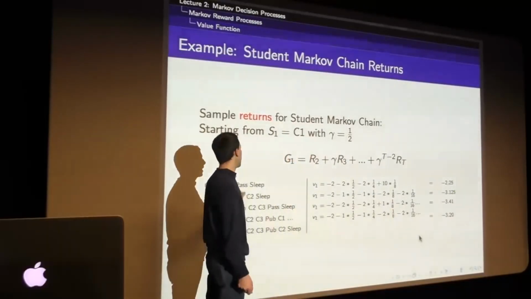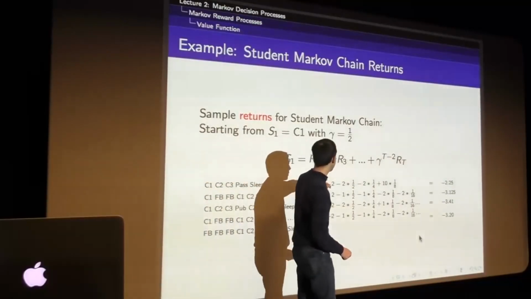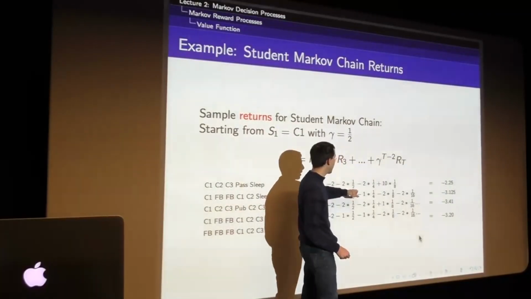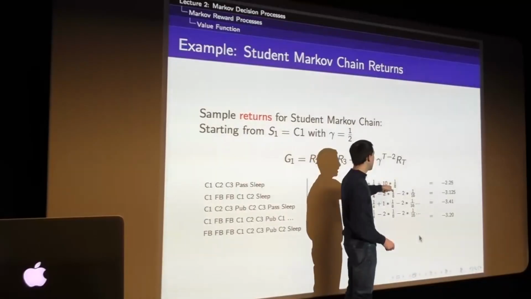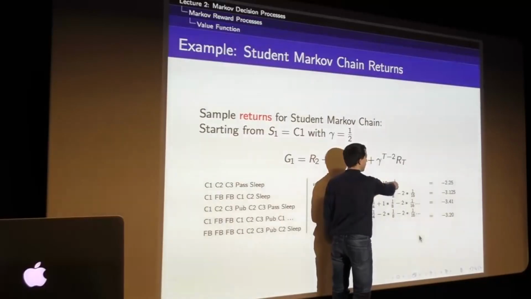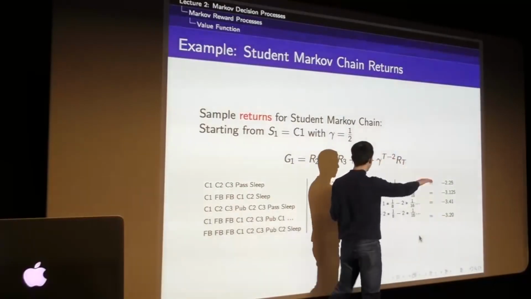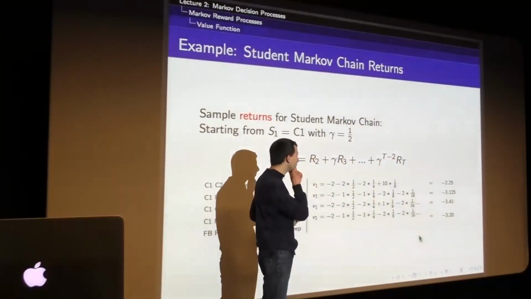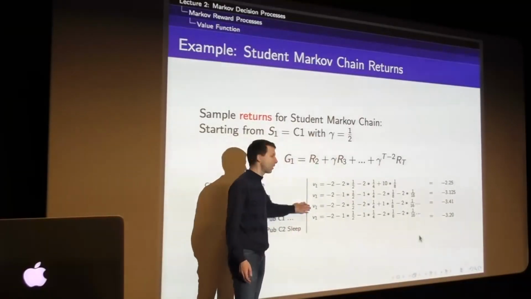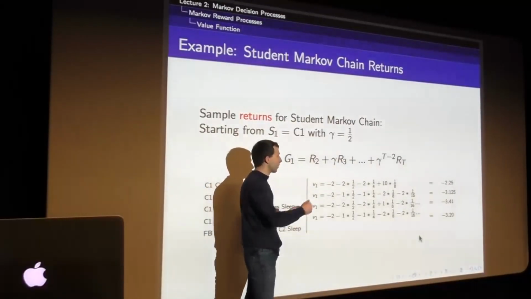Now if we just look at the value of these, these are basically the returns here. You get -2 at the first step, -2 discounted by a half, -2 discounted by a quarter, and then at the end of it you get this +10 reward for finishing all 3 classes, and that's discounted by an eighth. If you sum those all together, you get -2.25. So that's one sample of the return. This should say G1. And now we've got 4 different samples here, the first 4 different sample sequences through this Markov reward process.